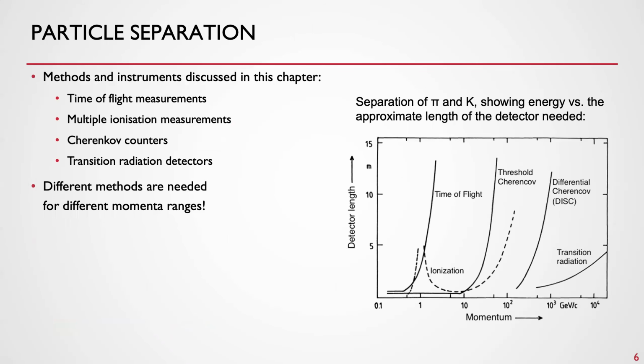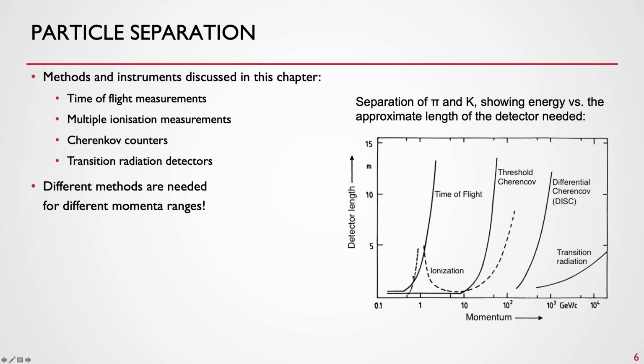So let's look at methods of particle separation. One particularly difficult case is to separate pions and kaons. Both are hadronically interacting and have masses that differ by a factor of 4 or so. And we show here the necessary detector length versus the momentum of these particles for different measurements that could be undertaken to separate pions from kaons. We'll discuss a few of these. We'll begin with time of flight.